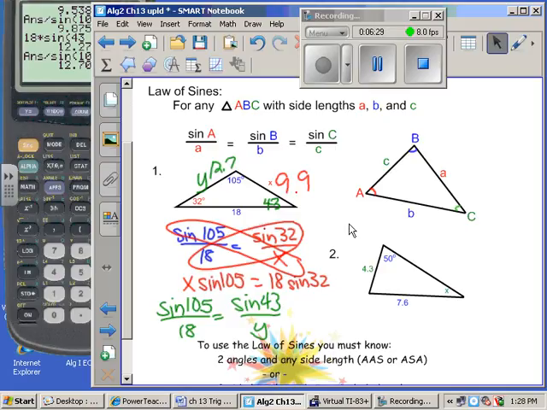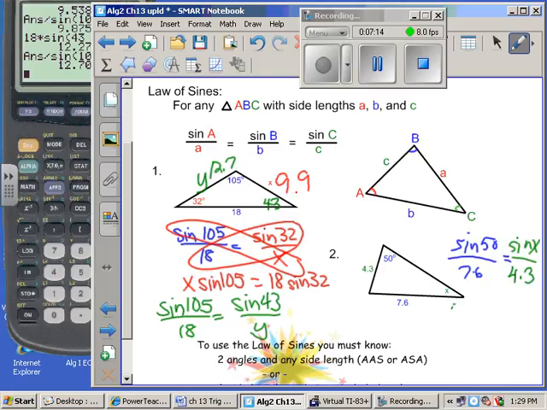Now, it's a little bit different when I have an angle missing, because I'm going to have to use inverse at the end, but the original problem sets up the same. So somebody give me the ratios. Give me the equation I would solve. Sine 50 over 7.6, good, equals, exactly, sine of x over 4.3.